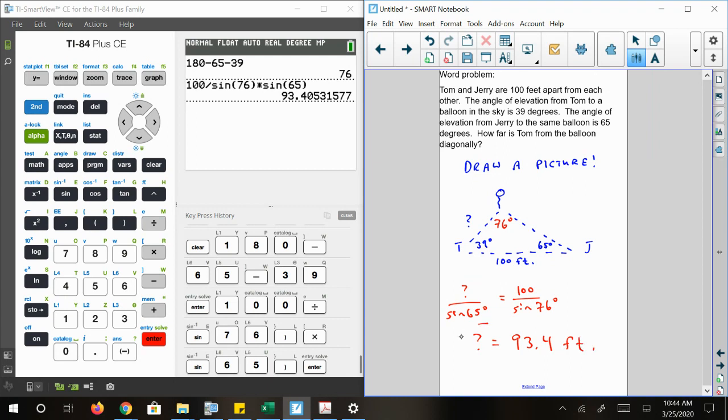So we can do word problems with these. The very first thing we've got to do is draw a picture. And then from there, it's not too bad. So wrapping things up, this is the law of sines.